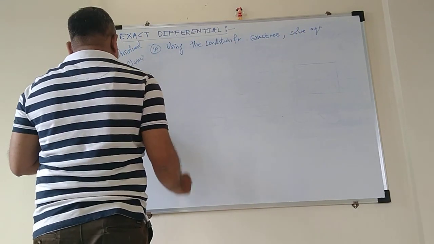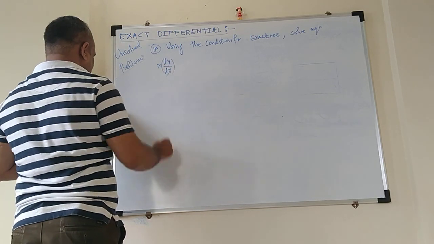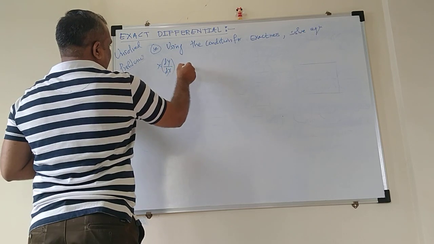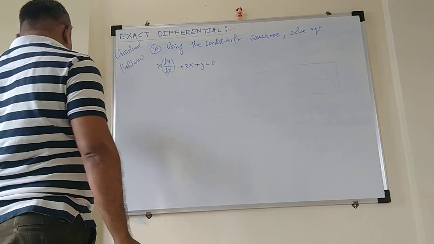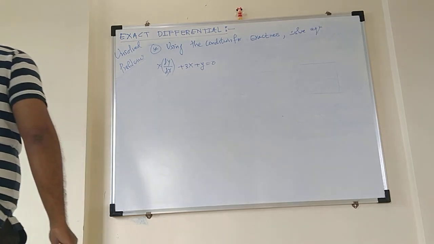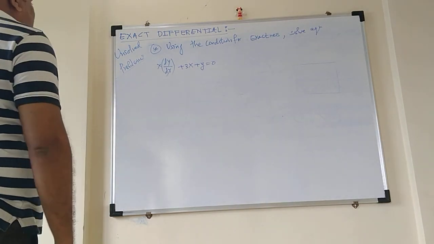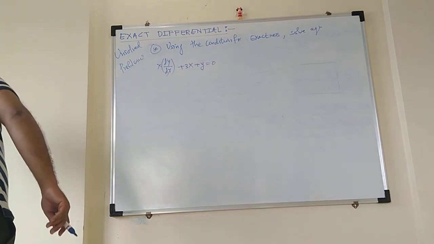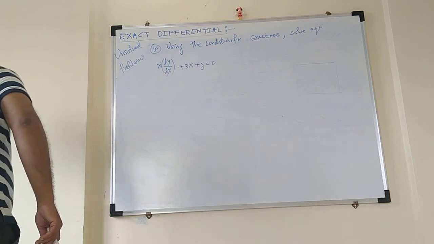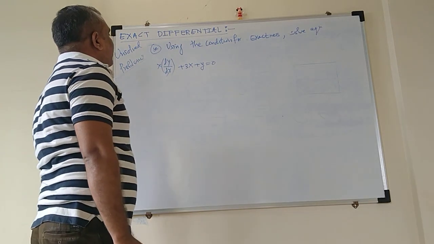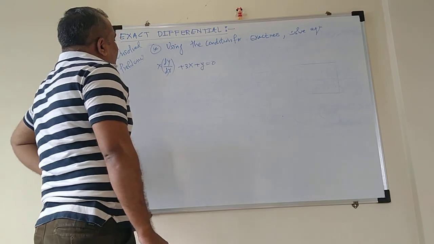And what is the equation? It is given x into dy by dx plus 3x plus y equals to 0. This is asked to us using the condition of exactness. Solve the given differential equation. Now, how to solve this kind of equations using the exactness condition?